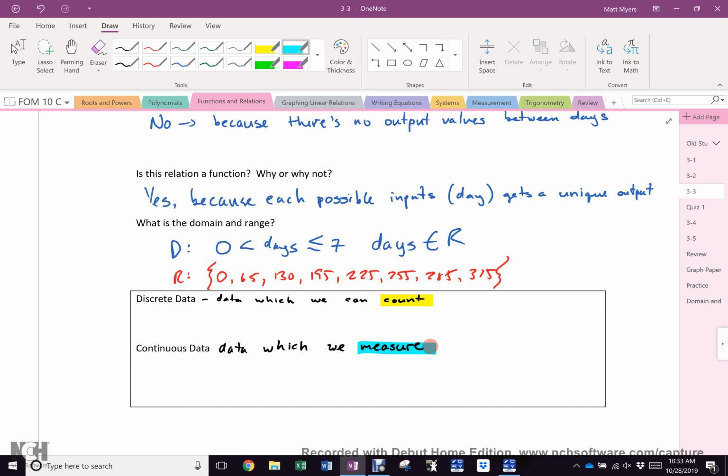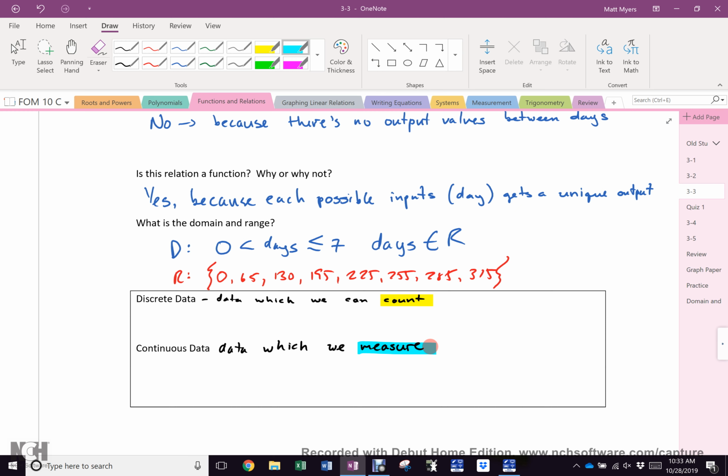How long are you in this room? Is that counted or measured? Measured. So what's time? Continuous or discrete? Continuous. Picking up what I'm putting down?